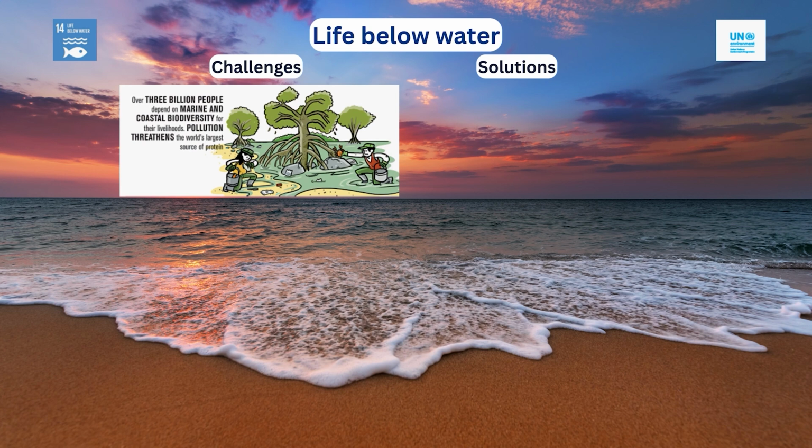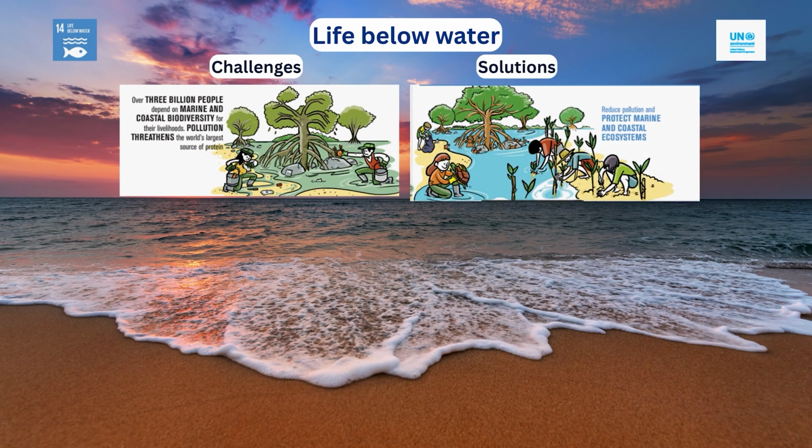So what solution do we have to find out? The solution is in front of us. We know the root causes, the sources of this pollution, which are human activities. So we need to reduce the pollution, and we need to protect the marine and coastal ecosystem, so that it will improve the quality of the marine ecosystem and limit the problems in the ocean.